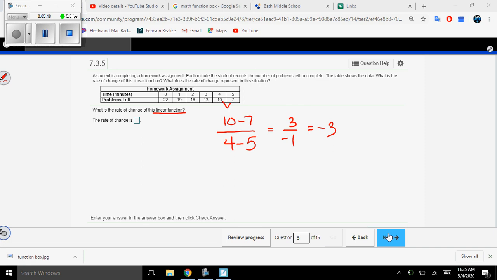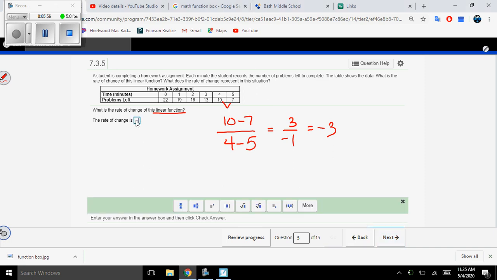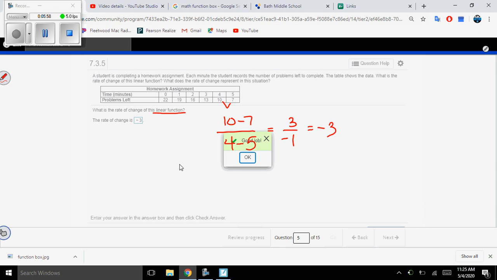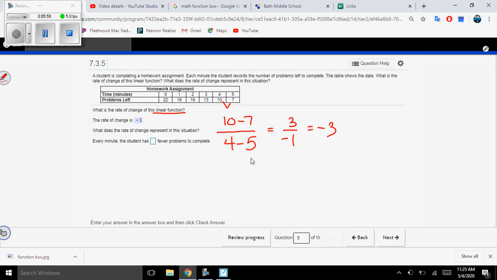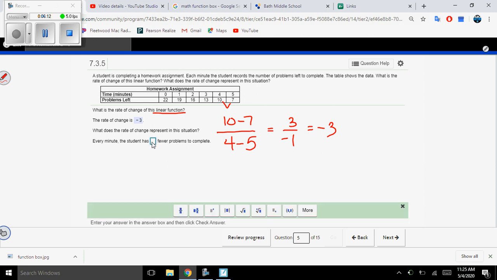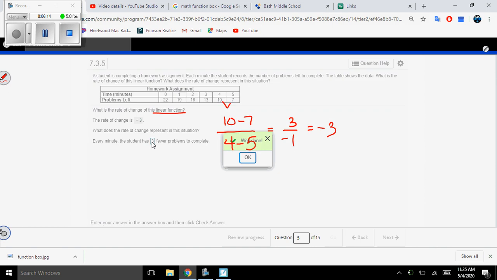Why is it negative 3? Because they're paying attention to, as time moves along, how many problems are left. And so that's why it's going to be negative 3 as opposed to positive 3. And so then they're going to turn around and make sure that you understand, what is this negative 3? What does the negative really mean? It simply means every minute the student has how many fewer problems. Because it's got a negative sign, that's the word fewer in essence. So you have 3 fewer problems every single minute in that situation.